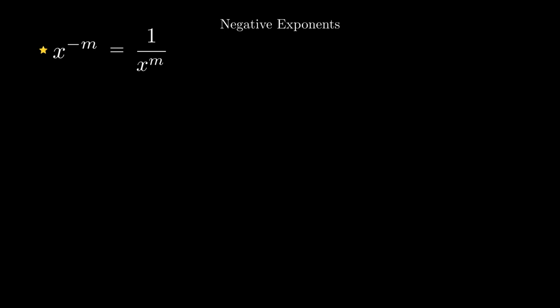Let's look at another one. Here we have 3 raised to the power of negative 3. Now we know that when we have a negative exponent, you can rewrite it as 1 divided by the base raised to the power of the positive exponent. So 3 raised to the power of negative 3 is equal to 1 divided by 3 raised to the power of 3, which gives us 1 divided by 27.